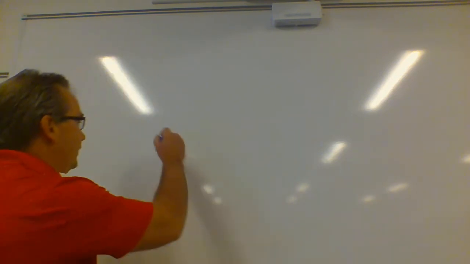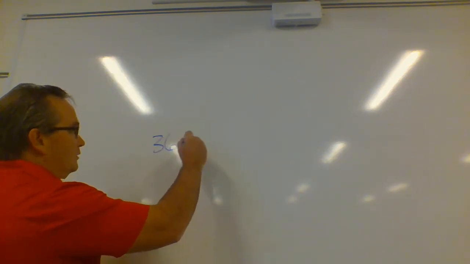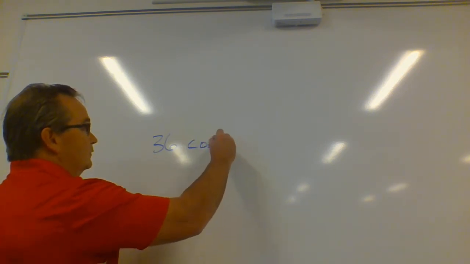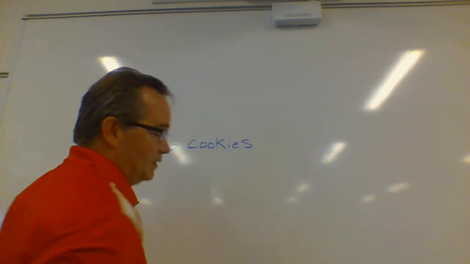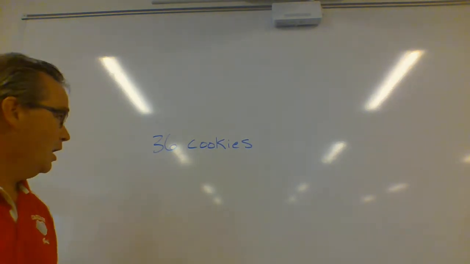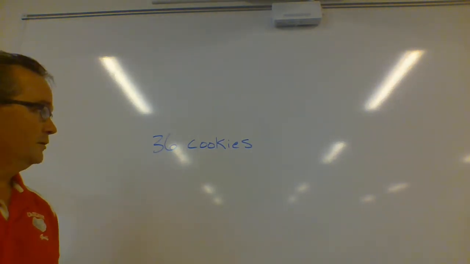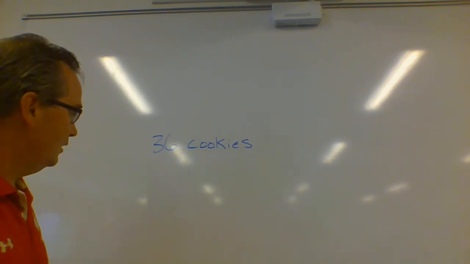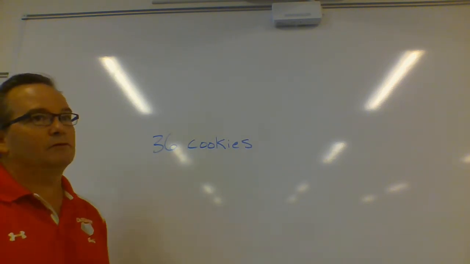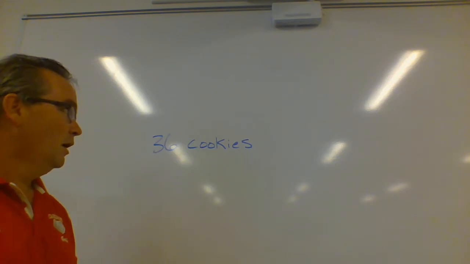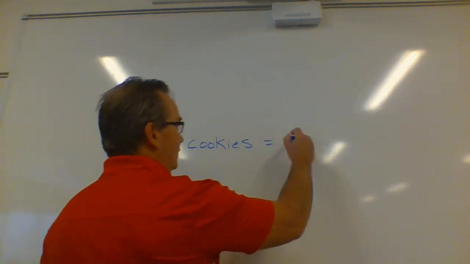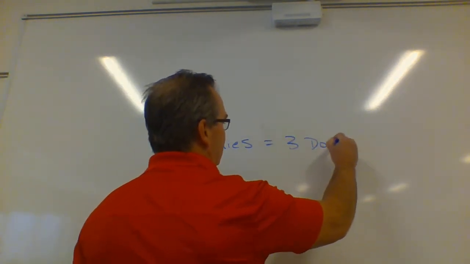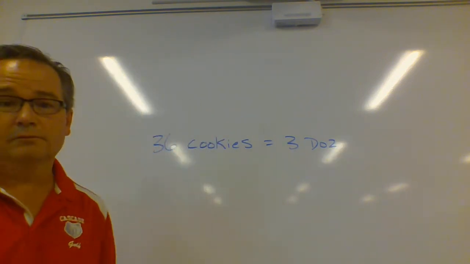Let's say you have 36 cookies. Who wouldn't want to have 36 cookies? So if you got 36 cookies and I was to ask you, how many dozen cookies do you have? You'd probably say, oh, 36 cookies, there's 12 cookies in a dozen, and so 36 cookies equals 3 dozen cookies. And you're good to go.